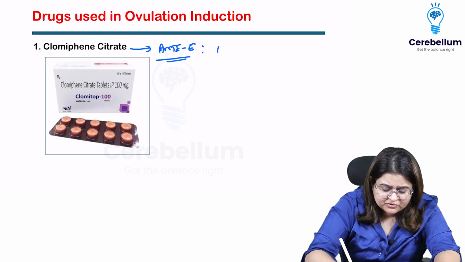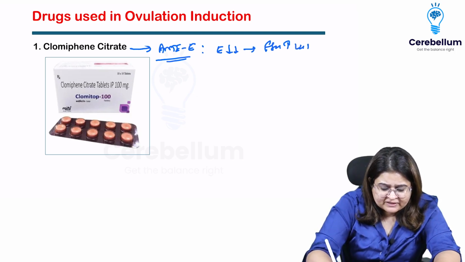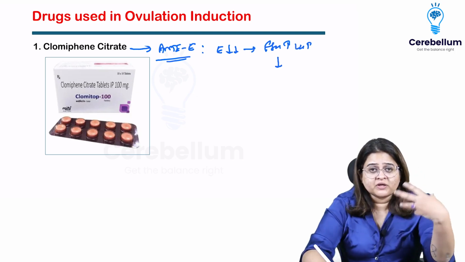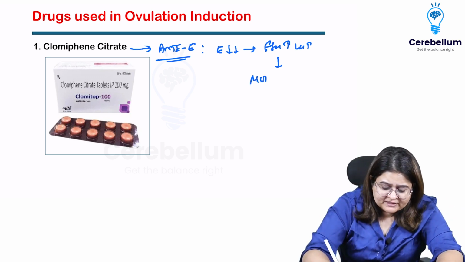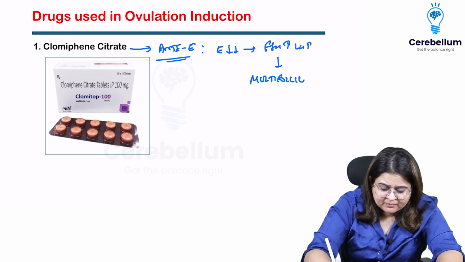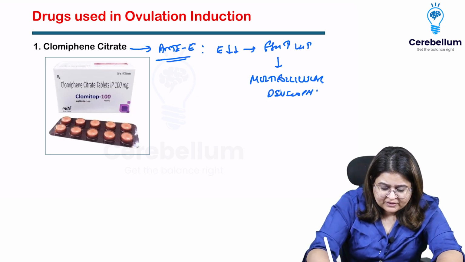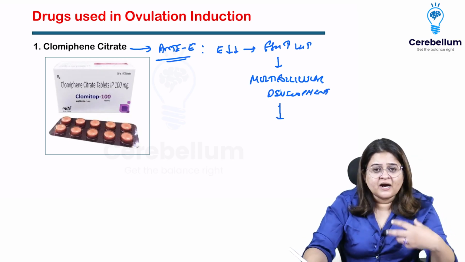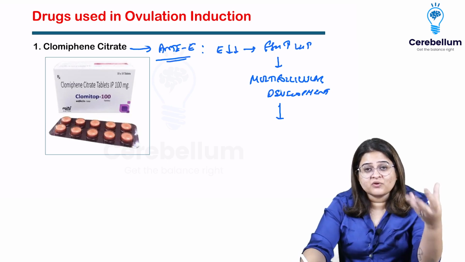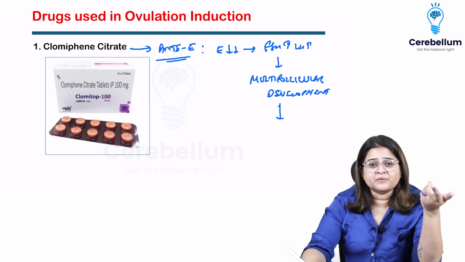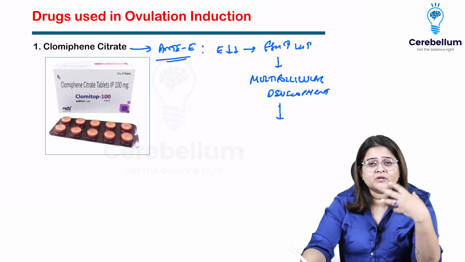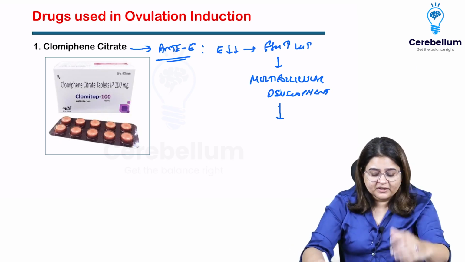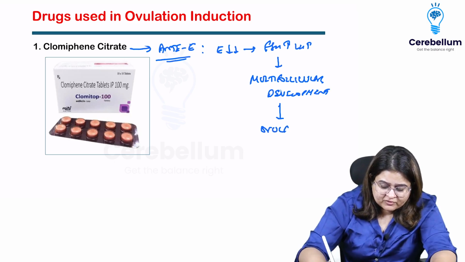So what does it do? It reduces estrogen levels. That's going to build up more and more FSH and LH. This is going to recruit more and more follicles. So you have multiple follicles developing. And that is going to lead to higher ovulation, of course, and a higher chance of multiple pregnancy also. Twins, triplets, and all are much more common with clomiphene. So this is going to cause ovulation.